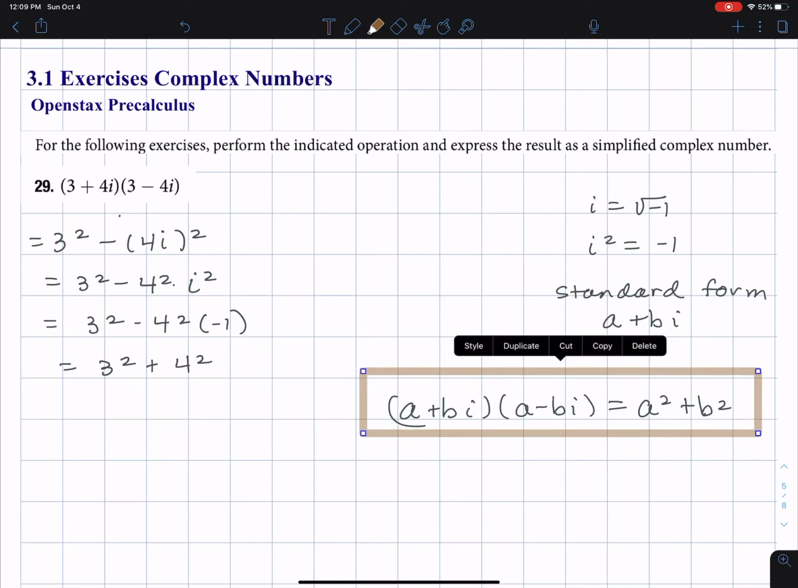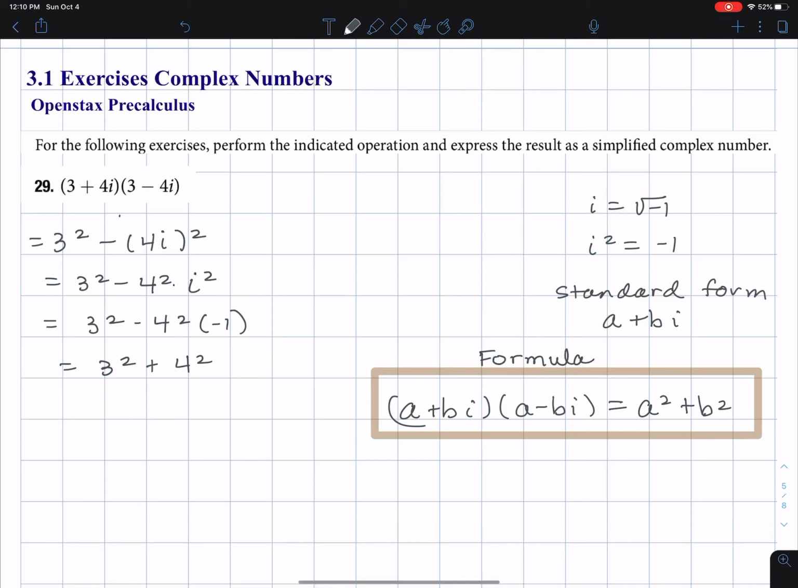If I know that there's a form and a formula, then I just want to skip to that. So I take a plus bi and multiply by its conjugate, which is a minus bi, and I get a squared plus b squared. Well, why isn't it a squared minus b squared? I showed the work over here.